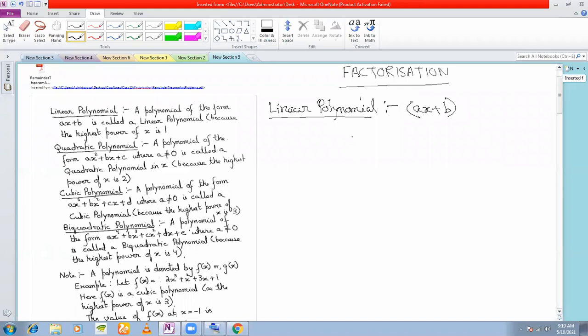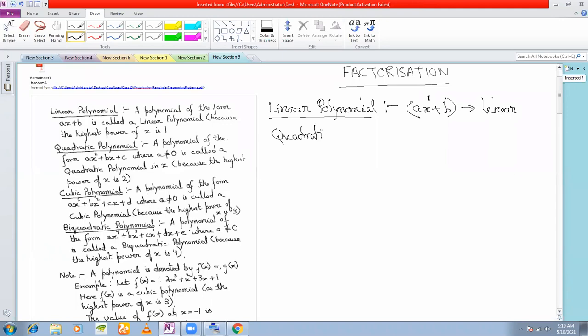Now, why is this linear? Because the highest power of x here is 1. That is why it is called a linear polynomial. The highest power of x here is 1. Next, you have a quadratic polynomial.